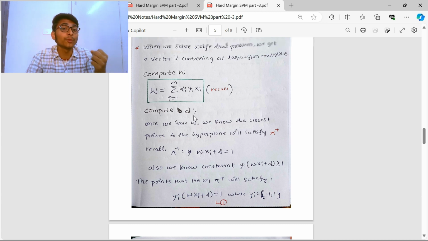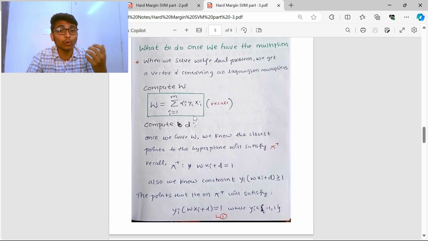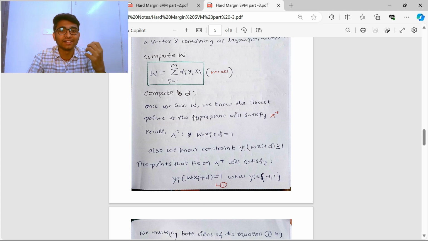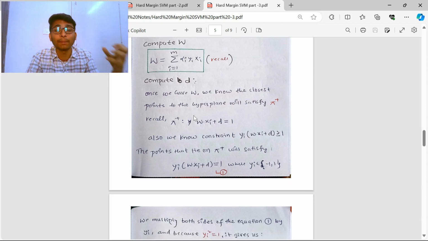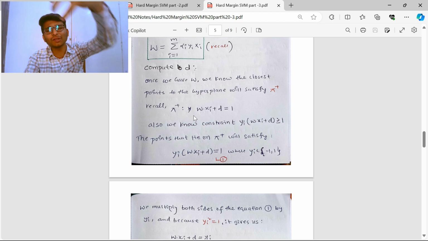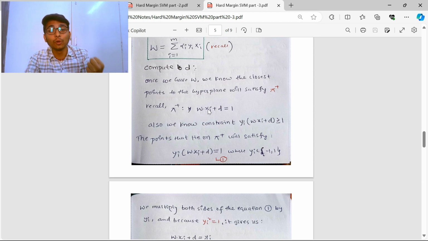Now, how to compute the d in a hyperplane? The hyperplane equation is W transpose x plus d equal to 0, right? How to get the d? Once we have W, we know the closest points to the hyperplane will satisfy pi plus. We know pi plus closest points are nothing but the support vectors themselves. This is our pi plus equation.